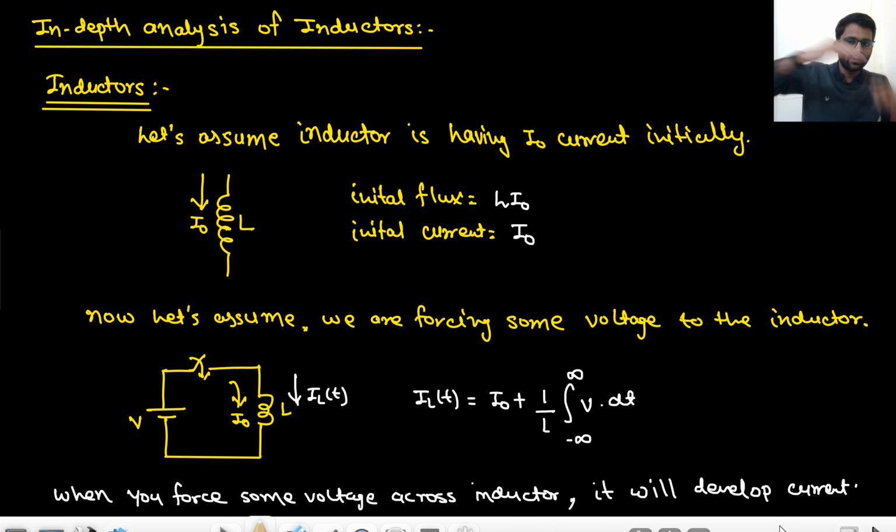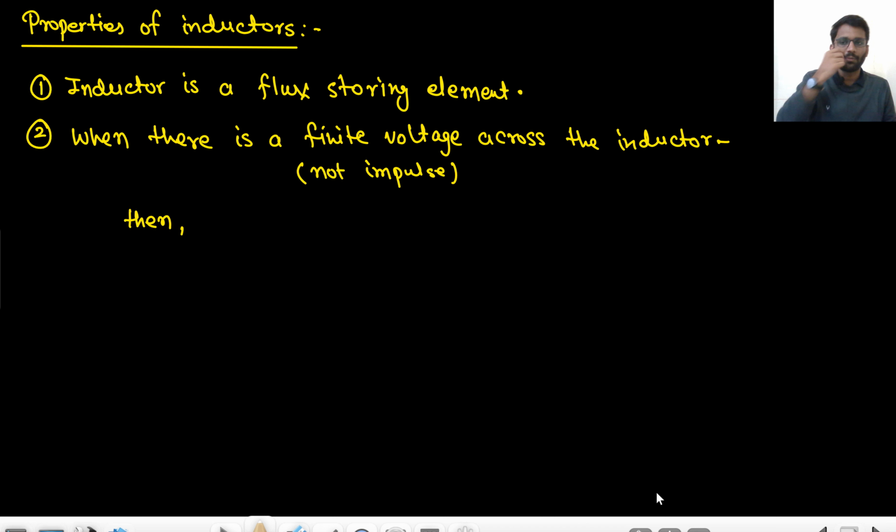At first it was I naught, and in what direction? The voltage V is in this direction, no? The voltage V is in this direction. So the current will be from plus to minus. Voltage V is applied like this, so the current will be from plus to minus. We will see more examples. It will all be more clear to you. Okay. But before that, let's see the properties of inductors.